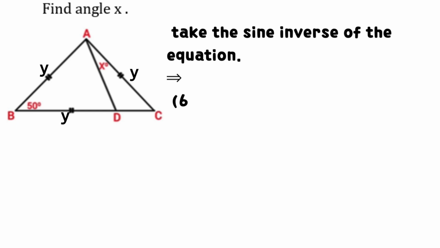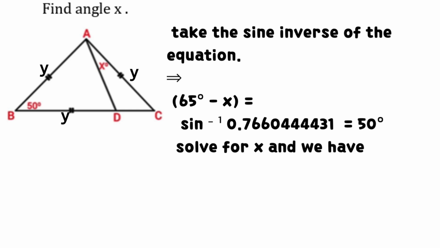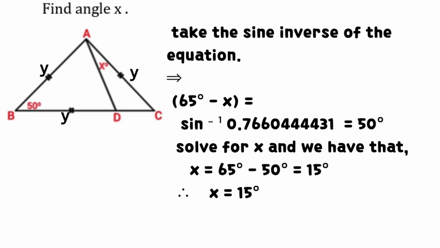Take the sine inverse of the equation. It implies that 65 degrees minus x equals the sine inverse of 0.7660444431, which equals 50 degrees. Solve for x and we have that x equals 65 degrees minus 50 degrees, which equals 15 degrees. Therefore, x equals 15 degrees.